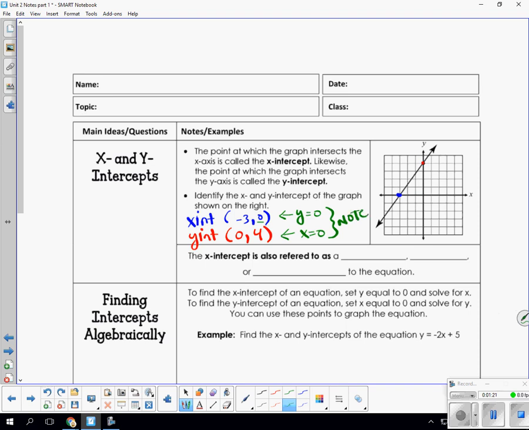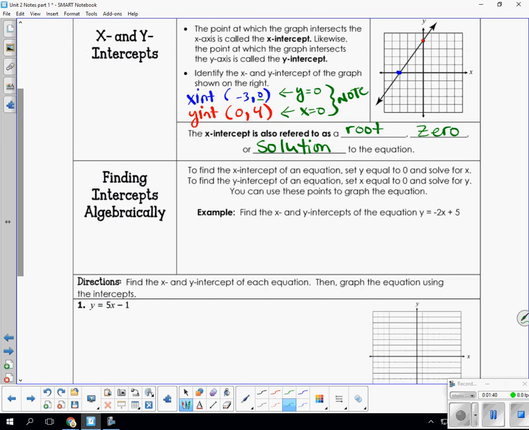The x-intercept is also referred to as several different names. It could be referred to as a root. It could be called a 0, or it could be called a solution to the equation.